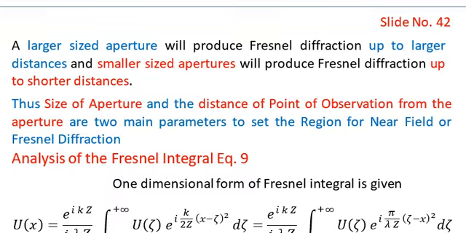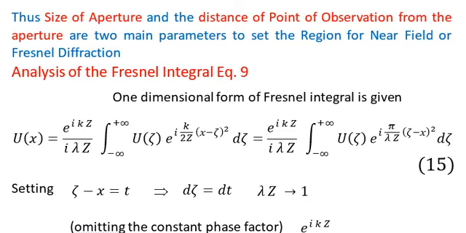So this is a very important point. The size of the aperture and the distance of the point of observation from the surface are the two main parameters that set the region for near field or Fresnel diffraction. Analysis of the Fresnel integral, equation number 9. We are going to further analyze the Fresnel integral given in equation number 9, but here we are going to give a one-dimensional representation of that integral.